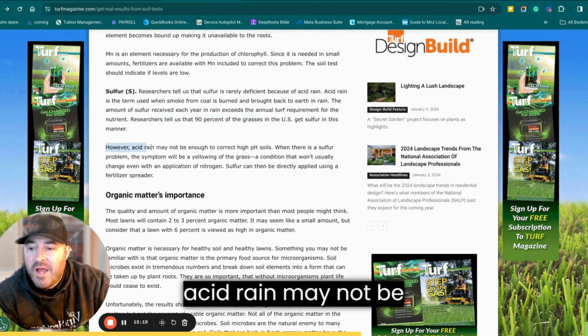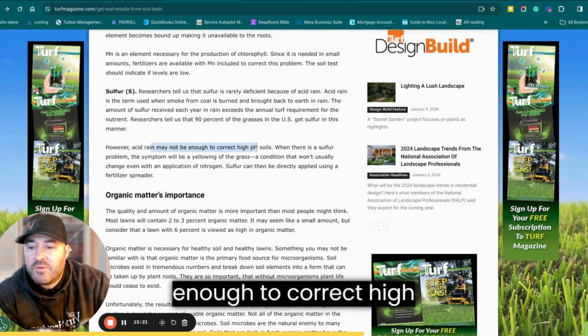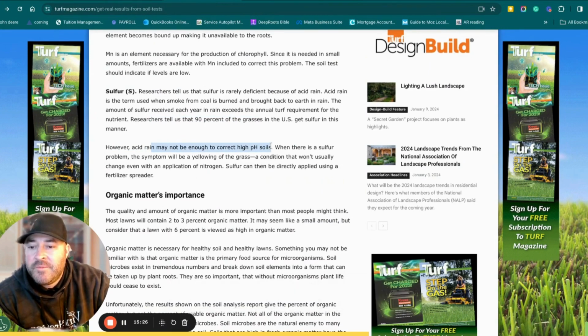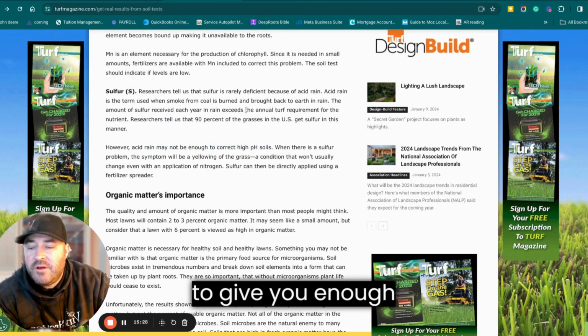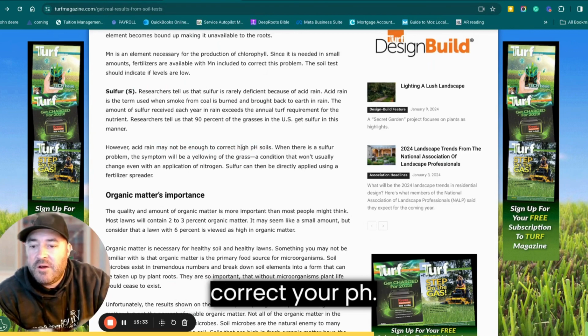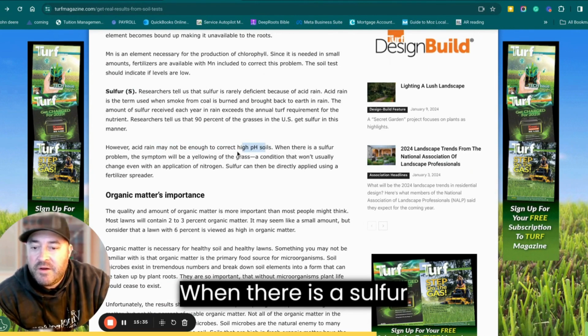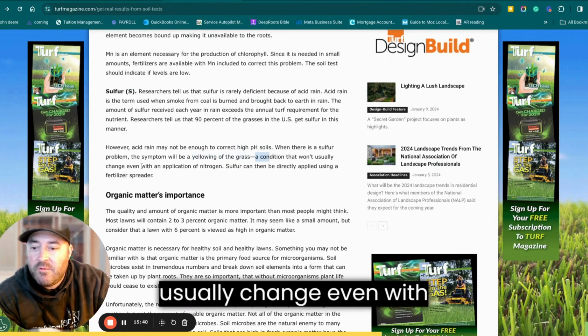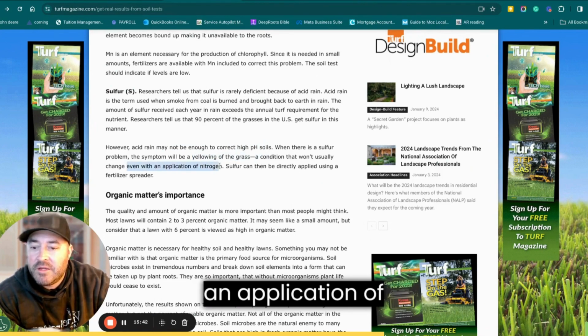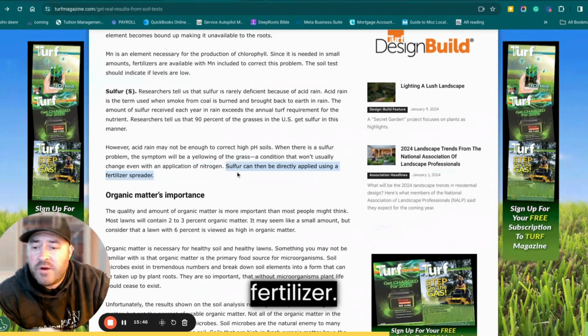However, acid rain may not be enough to correct high pH soils. So if you've got a high pH soil, the acid rain is going to give you enough sulfur, but it's not enough to correct your pH. When there is a sulfur problem, the symptom will be yellowing of grass, a condition that won't usually change even with an application of nitrogen. Sulfur can then be directly applied using a spreader fertilizer.